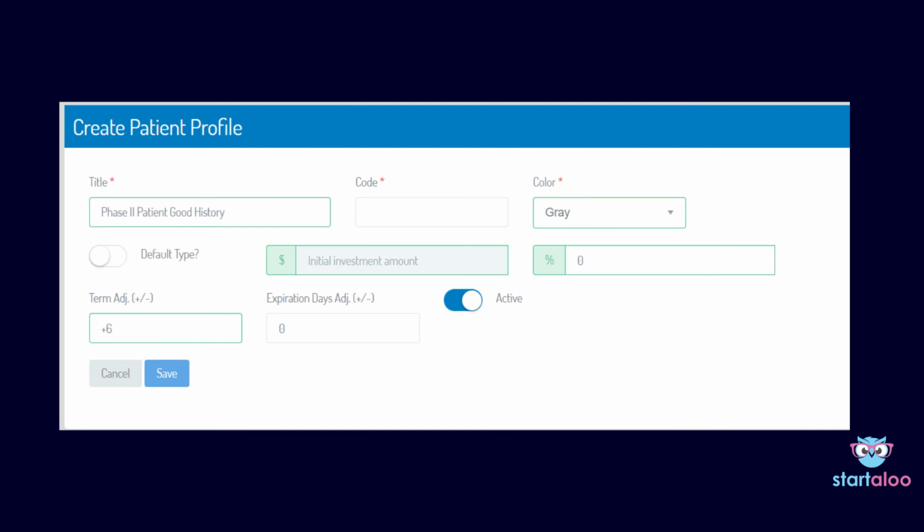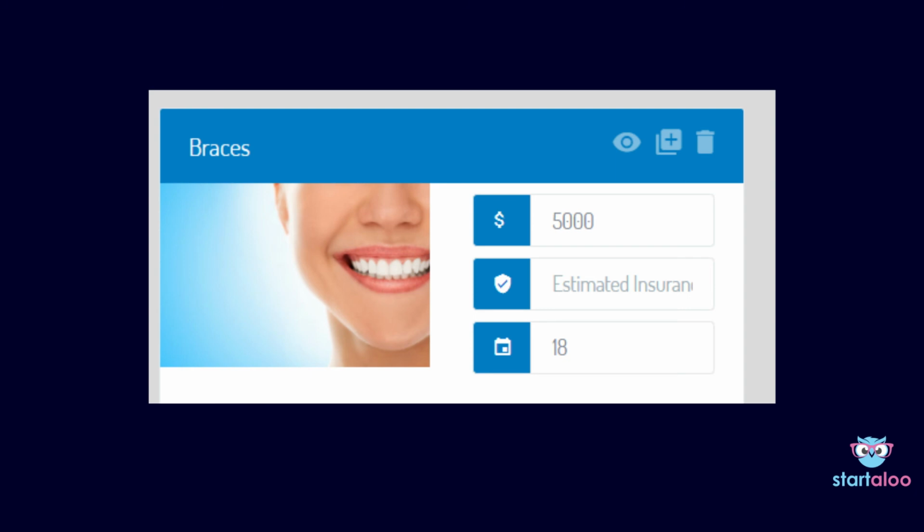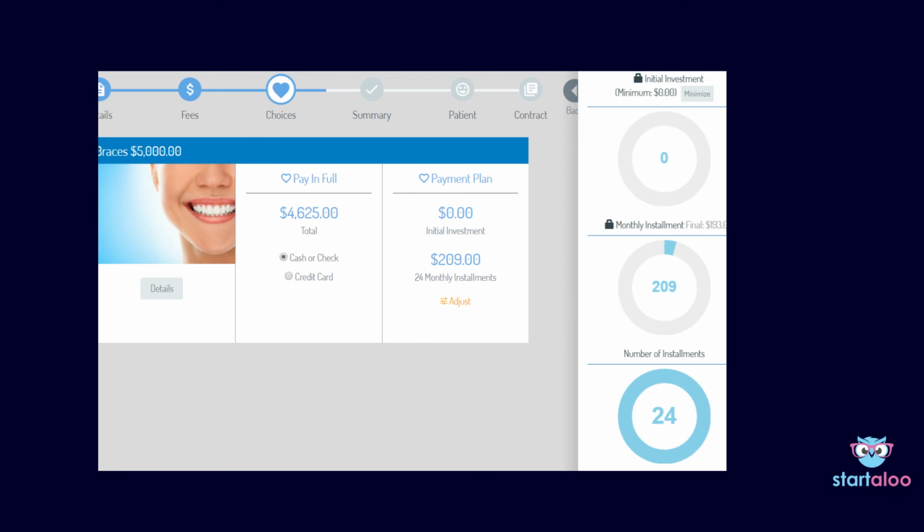What did it look like? We made a 0% down payment, and we gave them an extra 6 months. So when that patient is about to get a financial presentation, they are tagged as this phase 2 patient with good history. And this is what it would look like in their patient file. That means in the system, when they get an 18-month estimated treatment time, the program is already going to give them 24 months, and you can see they got a 0 down payment option presented to them. That's not what a new patient is going to get. That's not what another patient profile is going to get. We can create a different set for them.